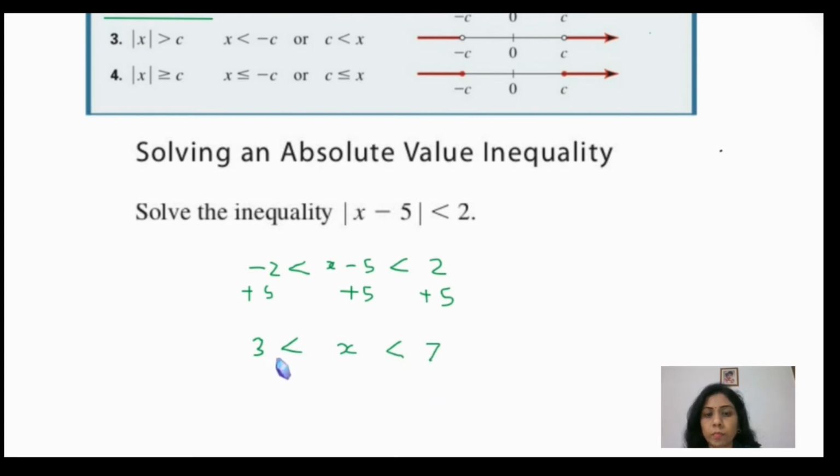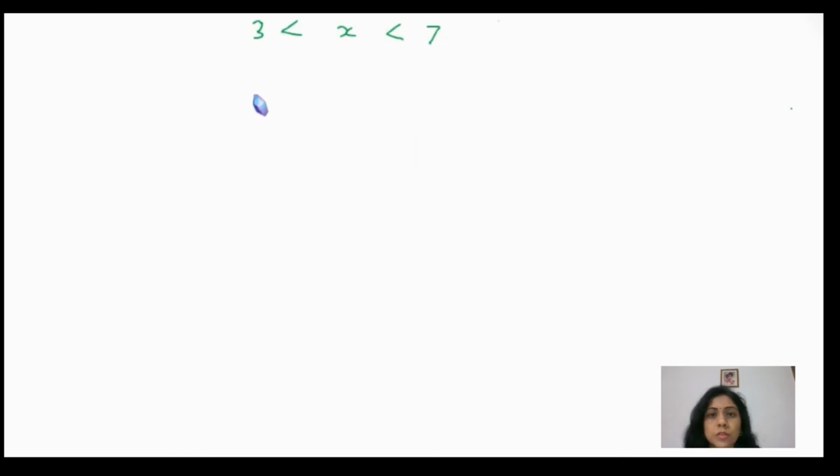So can you see this? 3 less than x less than 7. So the solution set is 3 to 7, an open interval. Because it is less than, we use small parentheses. For less than or equal to, we use a square bracket. Now we can represent it on a number line.